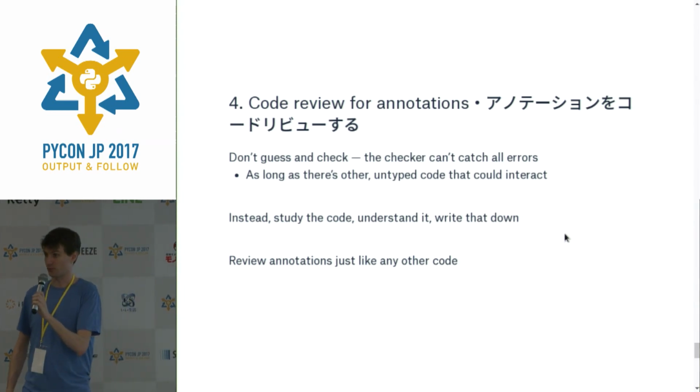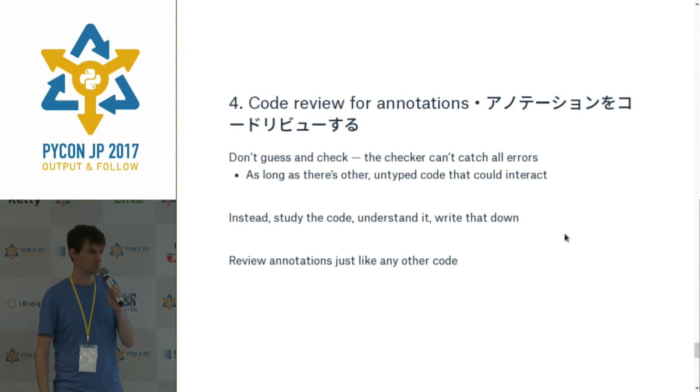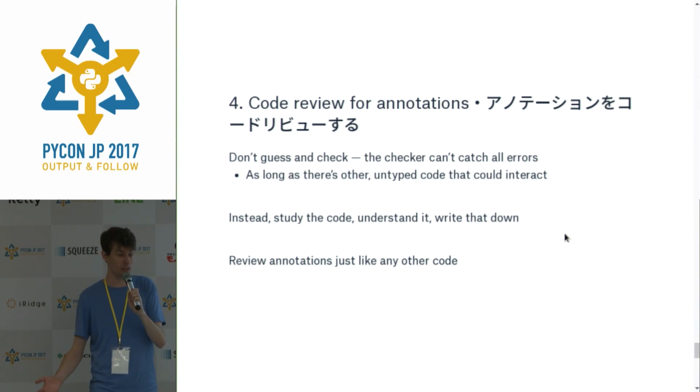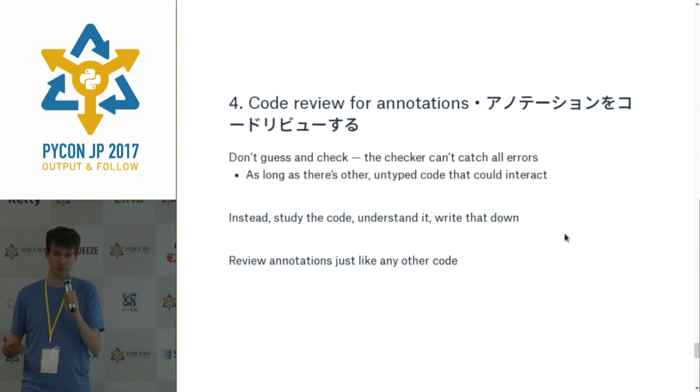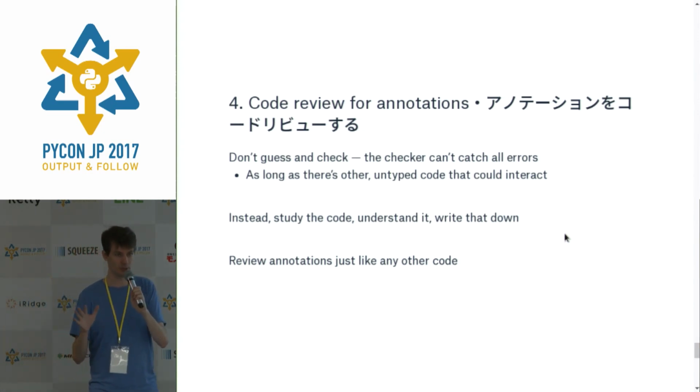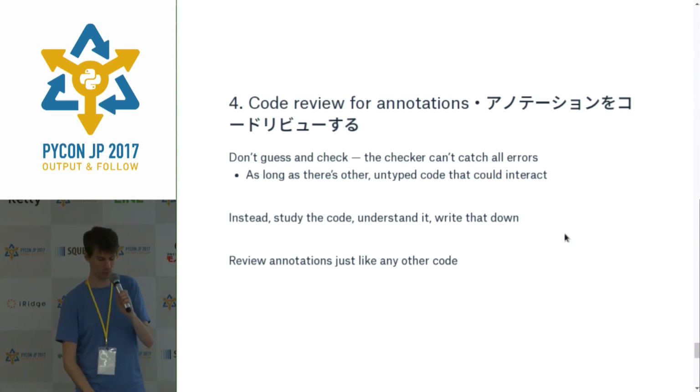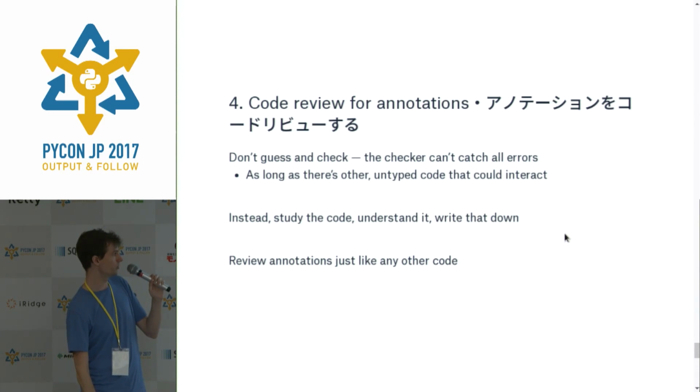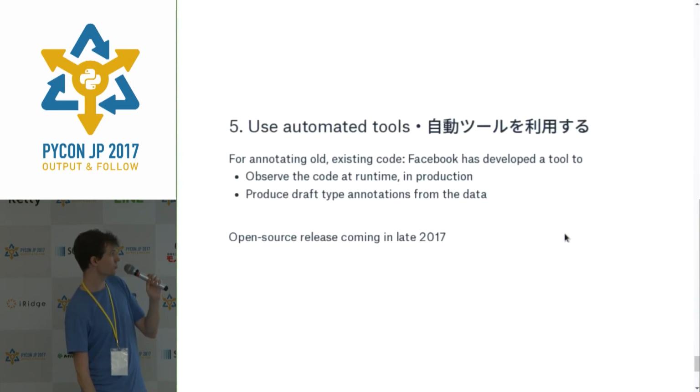You should review annotations, just like any code. The checker won't catch all kinds of errors as long as there's other untyped code somewhere that could make something wrong. So you should actually take the time to understand the code, just like you would without types, before you write down the types, and then review it, again, just like anything else.